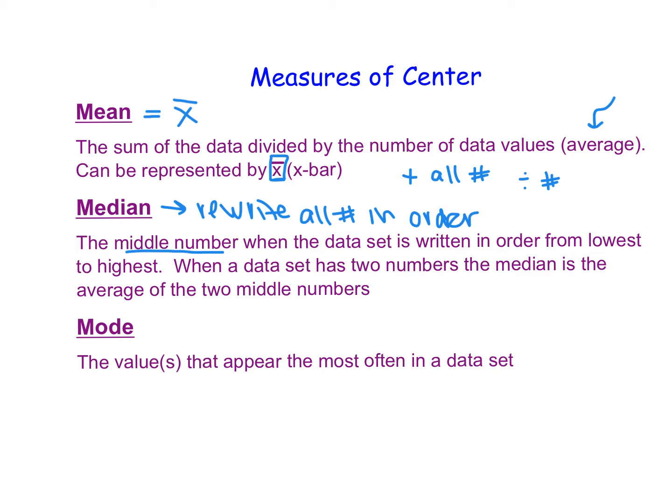Finally, the mode is the value or values that appear the most often in a data set. And I like to view the mode as the most popular number. Sometimes you're going to have multiple modes, and sometimes you might not have a mode at all. They might all appear the same amount, and that means that every number would be the mode, which would mean that no number is the mode. There's not a most popular number or a couple of most popular numbers.